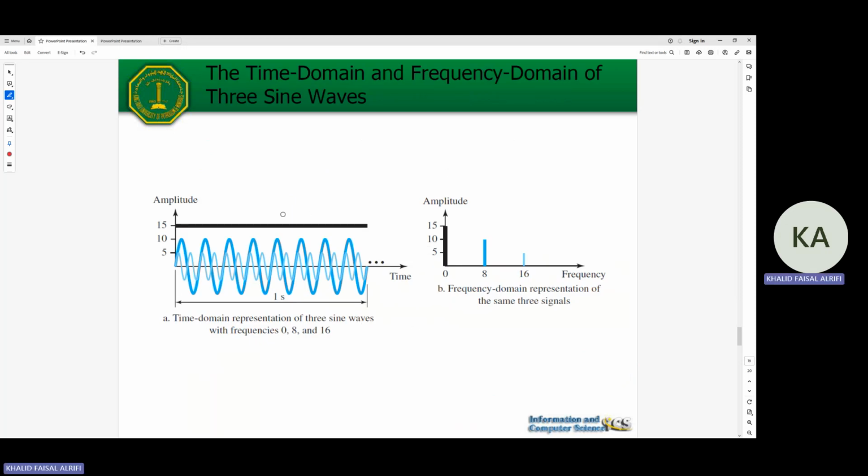Time domain and frequency domain of 3 sines. Here you have the first sine, which has nothing, then the second sine, then the third sine. This is when representing it in the time domain. When representing it in the frequency domain, you will take the frequency of the first one, which is 0, but the amplitude of it is 15. You will make the length of it 15. Then the amplitude of the 8 will be 10, so the frequency is 8 and the amplitude is 10. Then you will have 16 and the amplitude of it is 5. So that's it for the frequency domain and the time domain concept.